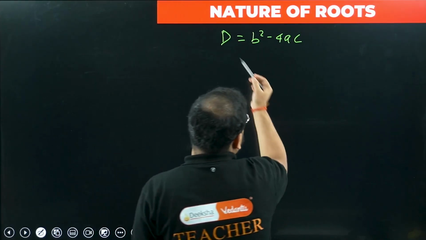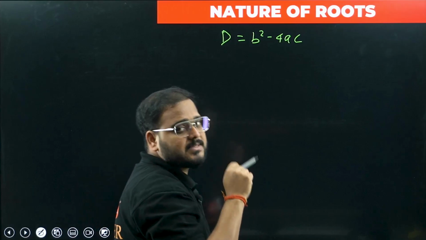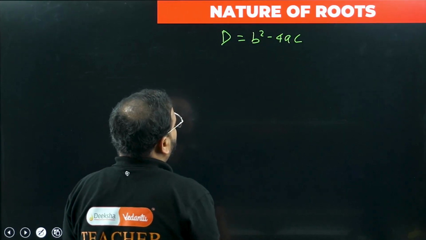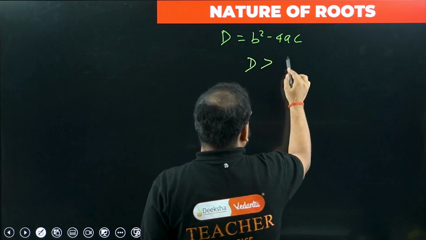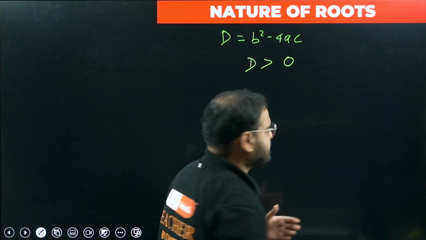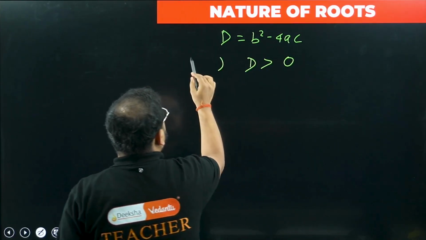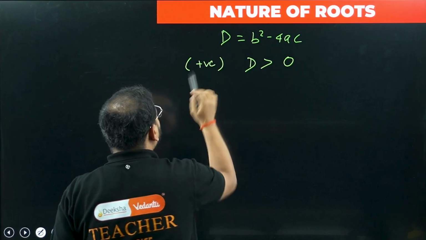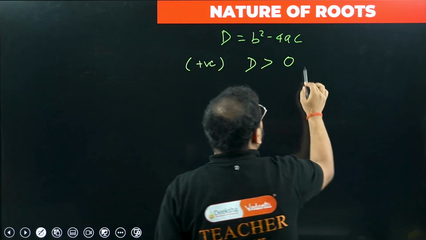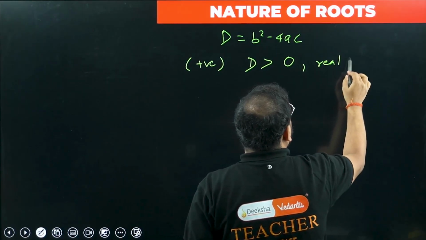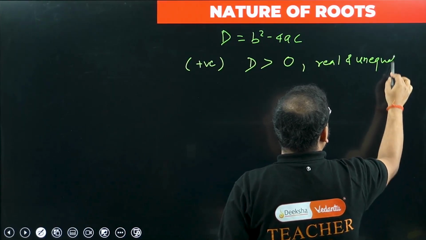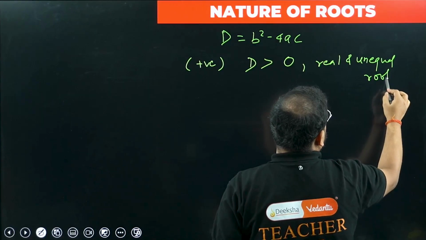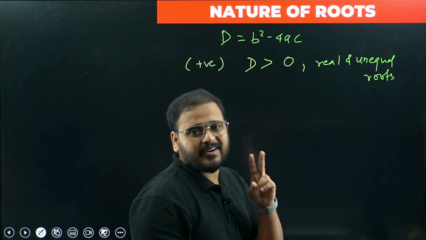Now if you put the values of a, b, c in the discriminant formula, and this D comes out greater than 0, that is, if this D value is positive, then you'll have real and unequal roots. The case will be for real and unequal roots, which means you'll have two different real roots.